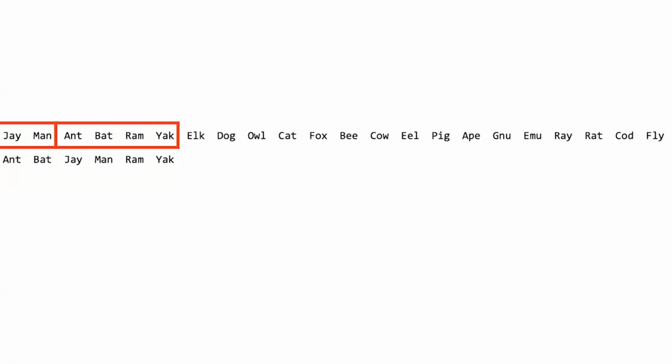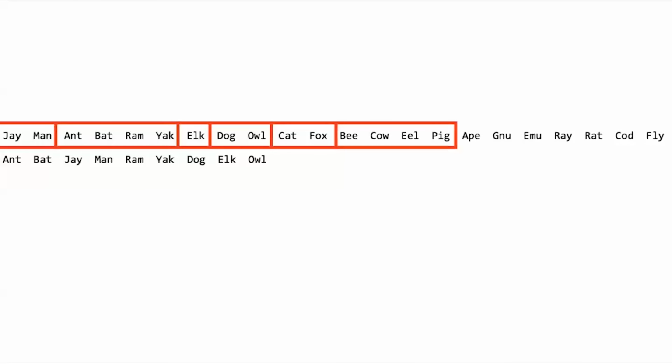Okay, my next sorted sublist: elk by itself, because dog is before elk, and then dog, then owl, that's just 2. So what's the smallest of dog and elk? It's going to be dog, and then comes elk, and then comes owl. Okay, next, cat, and then fox, then bee, nope, just cat and fox. Bee, then cow, then elk, then pig, then ape, oop, not ape, so just pig. Okay, so what's the smallest? It goes bee, and then cat, and then cow, and then elk, and then fox, and then pig.